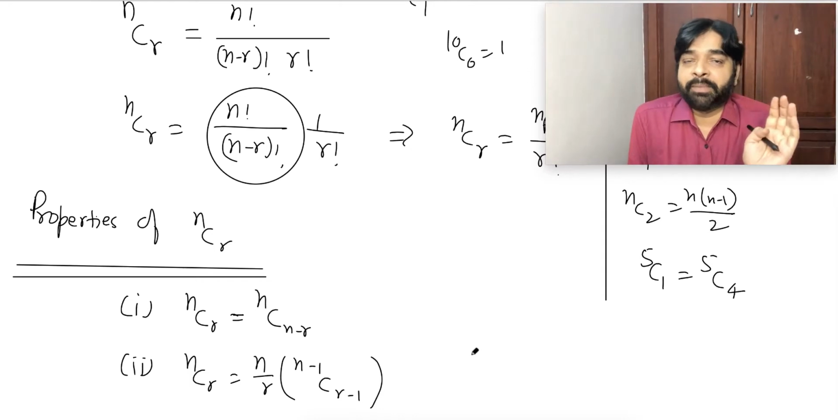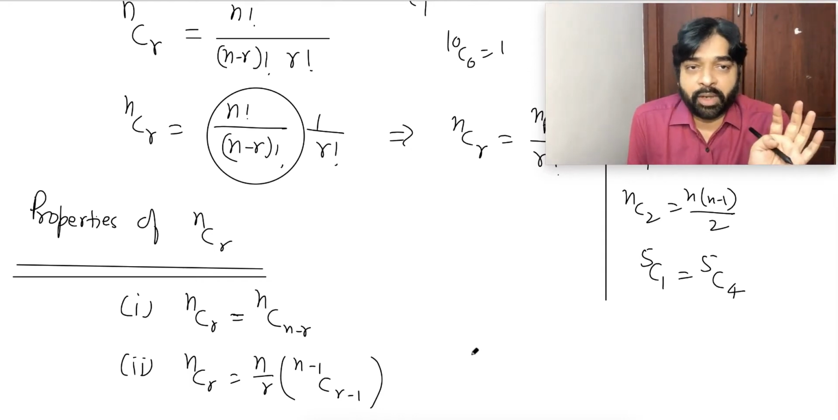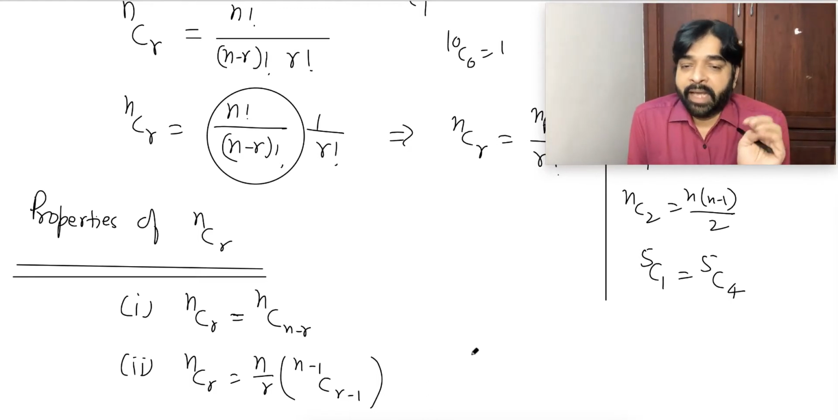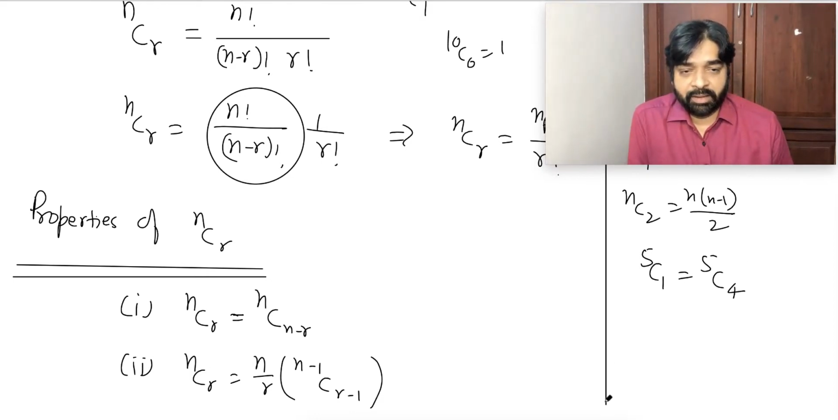Binomial theorem is a chapter where questions come every year, so we should build our concept in this. NCR can be written as n by r into n minus 1 C r minus 1. How? We can easily see this logic very simply. NCR is nothing but n factorial by n minus r factorial into r factorial.